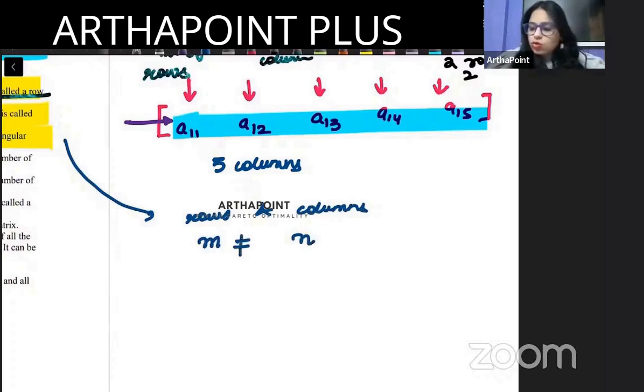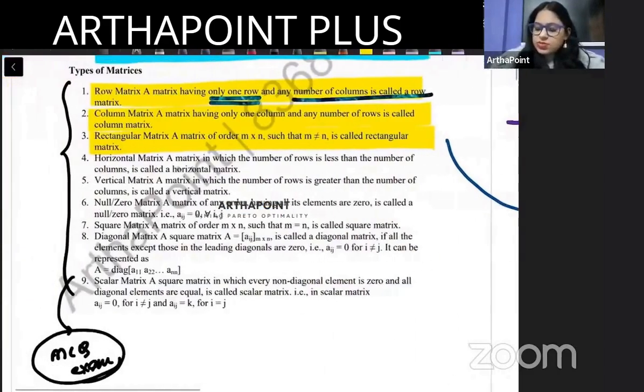I don't want row to be equal to column. अगर मेरे number of rows और column अलग हैं, if the number of rows and columns that I have are different, then I can say that it is a rectangular matrix. ठीक है?